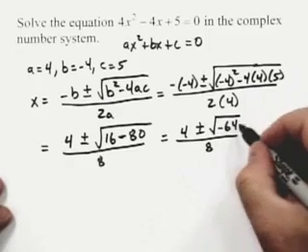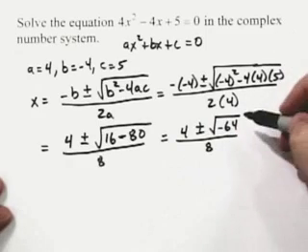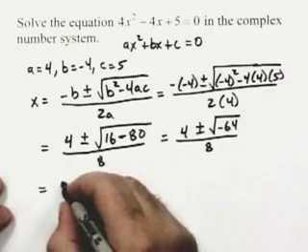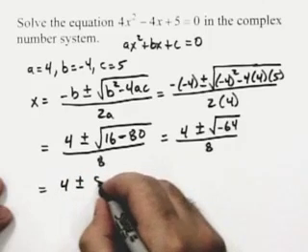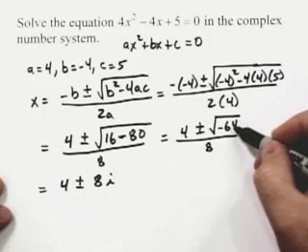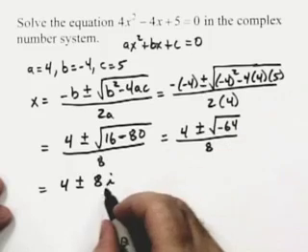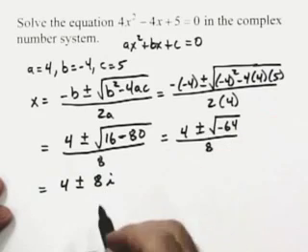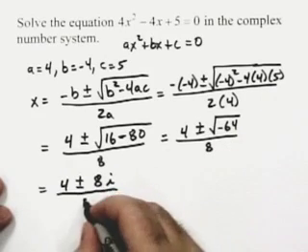Now we can simplify this radical because we're dealing with a complex number system. We'll have 4 plus or minus 8i. The square root of 64 is 8. The square root of negative 1 is the imaginary unit i. All of that divided by 8.